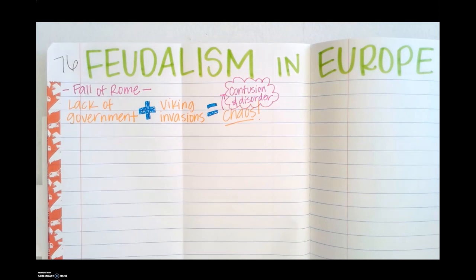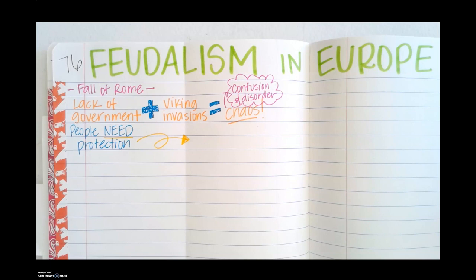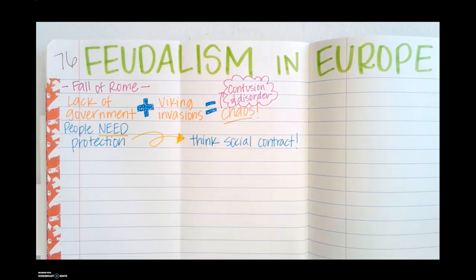So the fall of Rome, people were in chaos, basically. And the problem with that is that people need protection. People have to have protection. And what we're talking about is protection from your government. And I want you to think back to when we learned about the social contract. That's what we're talking about here. People need that social contract where your government protects you. So that is what leads us to the start of this new thing we're learning about called feudalism.